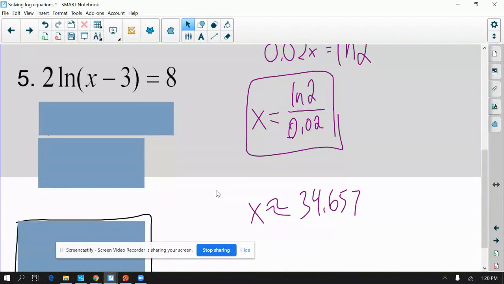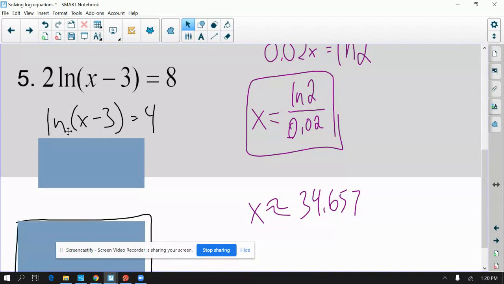All right, number 5. 2 times the natural log of x minus 3 equals 8. And well, this will be our last one. So you divide both sides by 2, and you get this. And now you got this one logarithm. Forget any ideas of adding 3. That's a massive mistake. This x minus 3 is part of the logarithm.